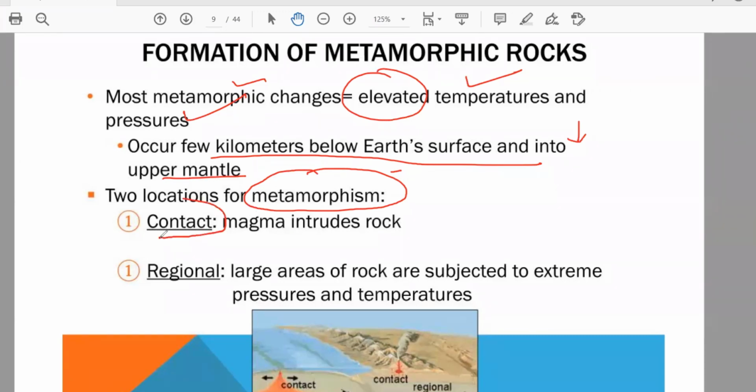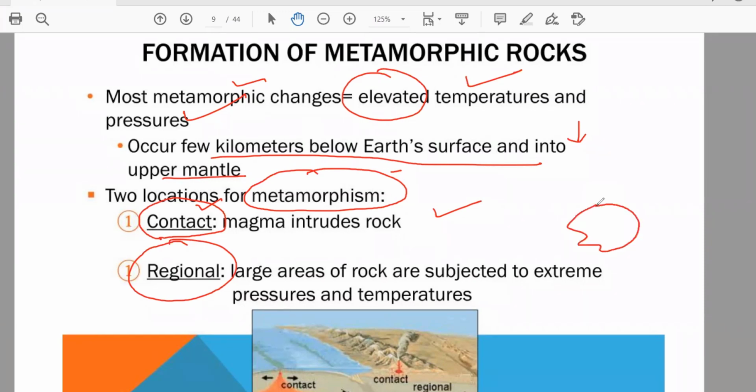There are two reasons. One is contact, the other is regional. In contact, magma comes to the rock and then that rock converts into metamorphic rock.